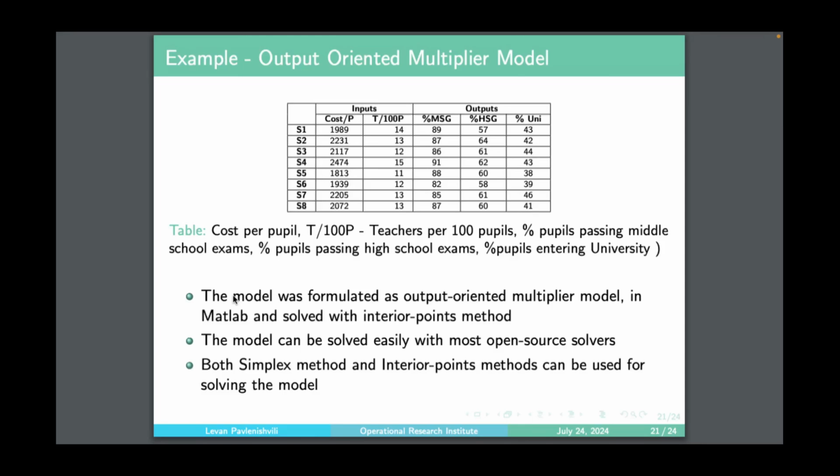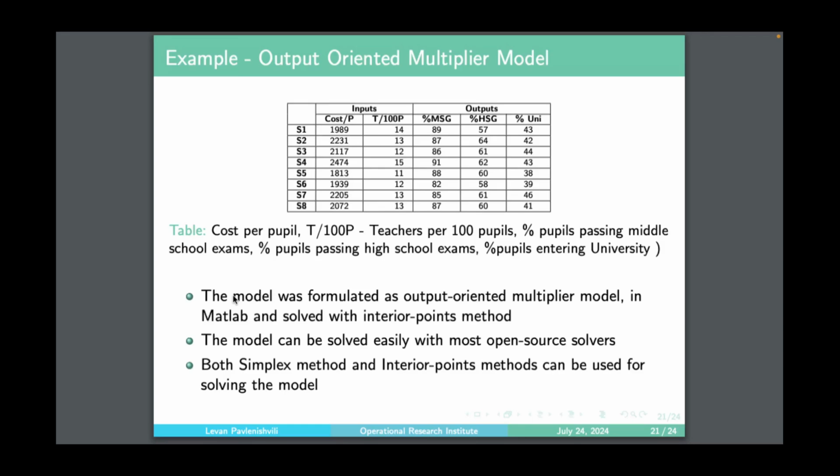Yeah. So, because you might want to learn the same information from the DEAs and from the regression. What you have here is a cost per pupil, teachers per 100 pupils as inputs, and outputs for parameters, which are the percentage of students who pass the middle school exam, the percentage who pass the high school exam, and the percentage of students who enter the university.